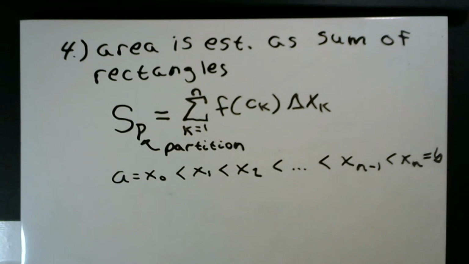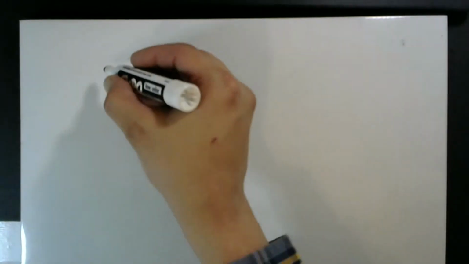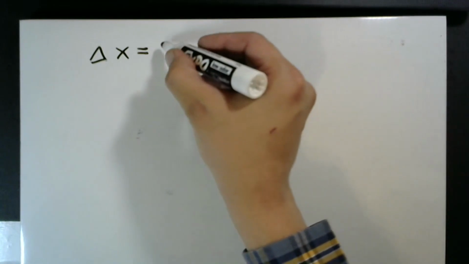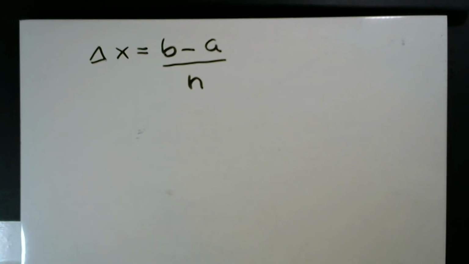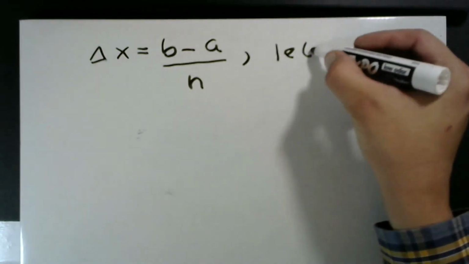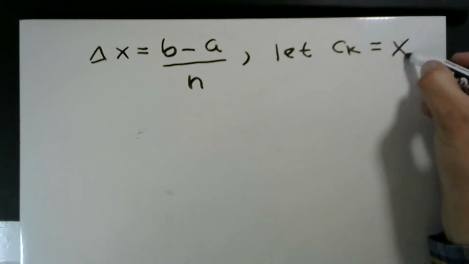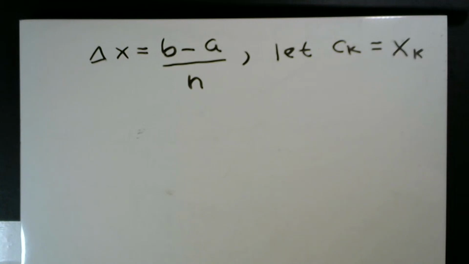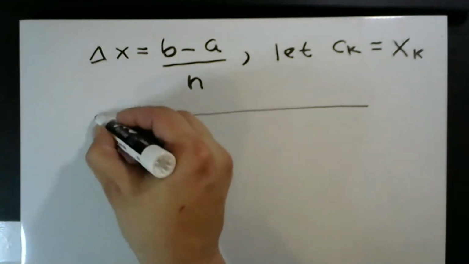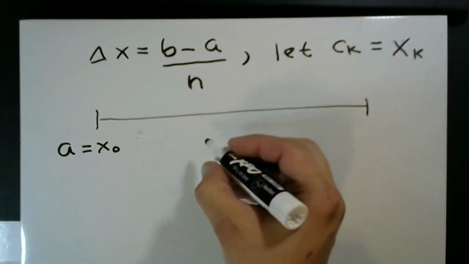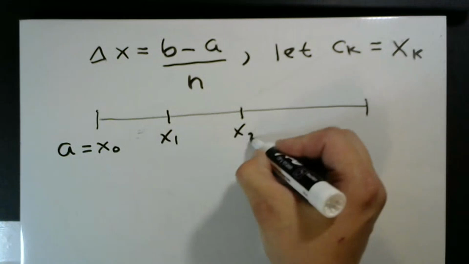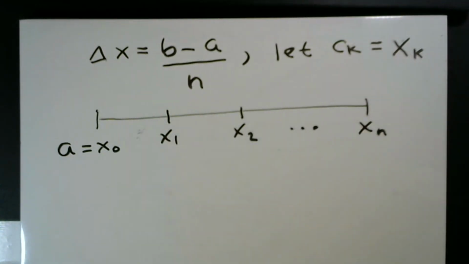So let's go back to our delta x. Remember, delta x was b minus a over n. And we're going to let the CK that we choose be called XK. So what we're going to get is: a is x0, we have our x1, x2, and then xn. But now these are going to be the same width again. These intervals are going to be the same width.